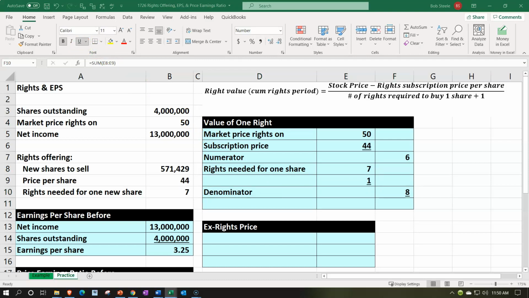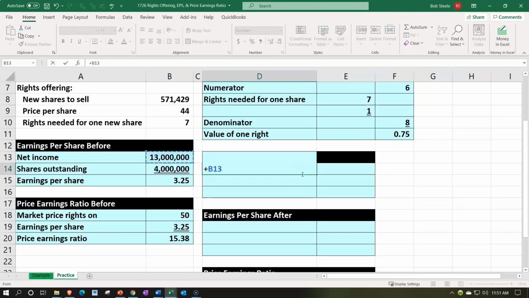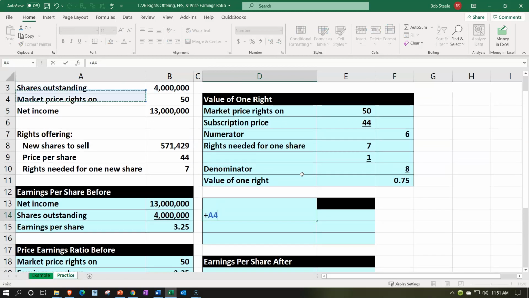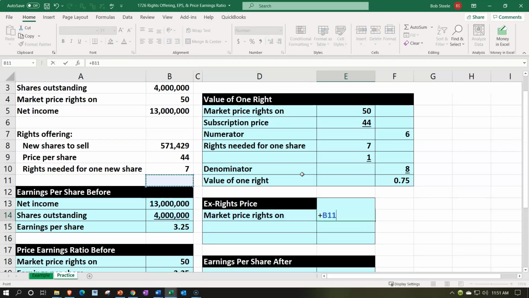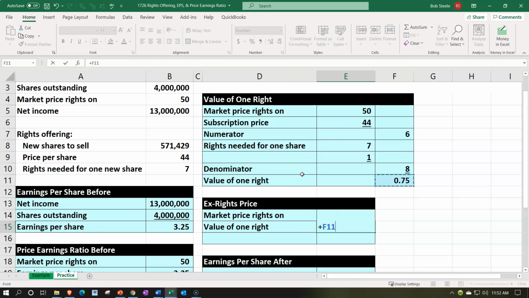That's going to give us the value of 1 right. So we're going to say the value of 1 right is equal to the numerator divided by the denominator, and that's going to give us, in the number group, adding a couple decimals, the 0.75 about there. So then we're going to calculate our rights on price. The market price, let's pick up the market price once again at the 50 up top. And then we have the value of the 1 right at the 0.75.